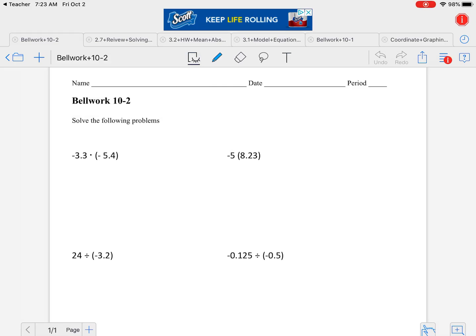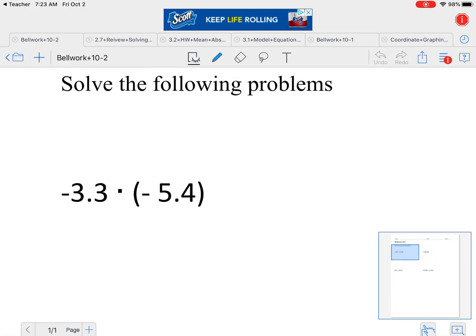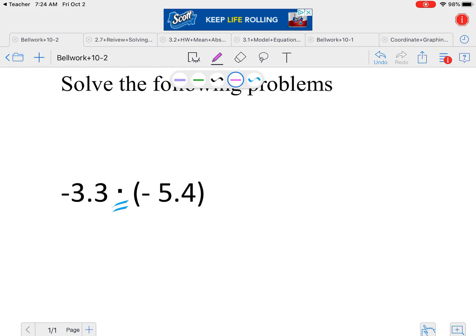Today's Bellwork is going to go over how to multiply and divide with decimals. This first row, this dot in between these two things right here, this means multiply. So first I could look and see what types of numbers I have. I have a negative number times a negative number.